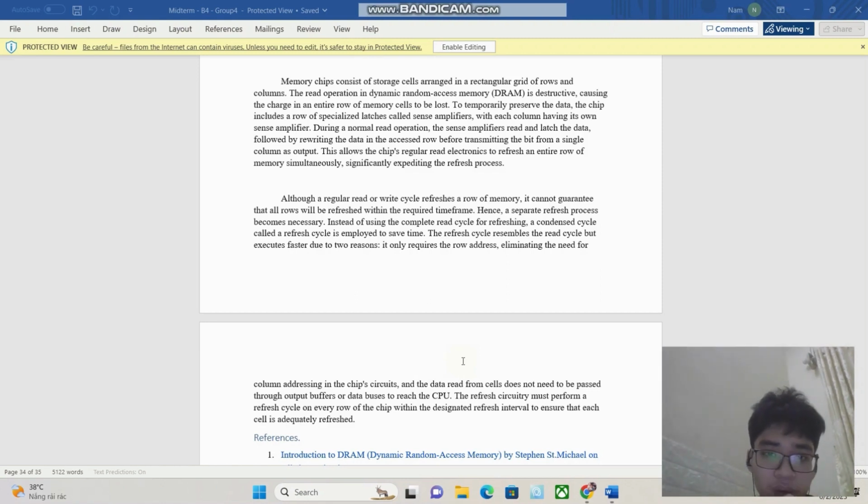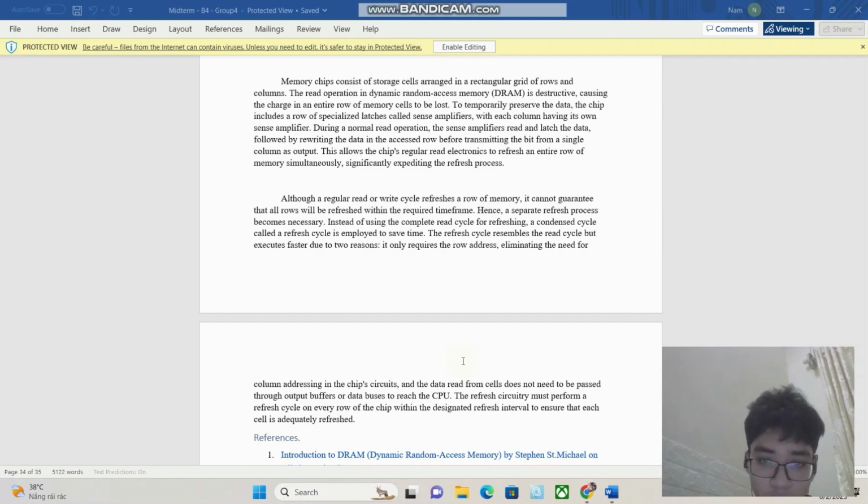Also, a regular read or write cycle refreshes a row of memory. It cannot guarantee that all rows will be refreshed within the required time frame. Hence, a separate refresh process becomes necessary. Instead of using the complete read cycle for refreshing, a condensed cycle called the refresh cycle is employed to save time. The refresh cycle resembles the read cycle but executes faster for two reasons.